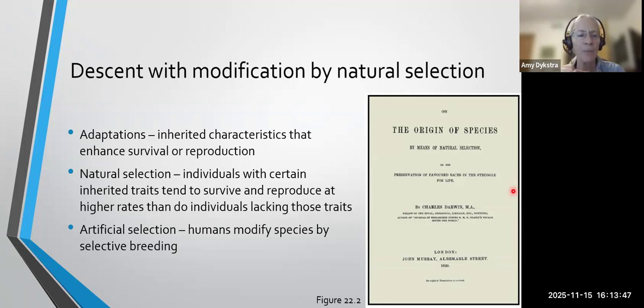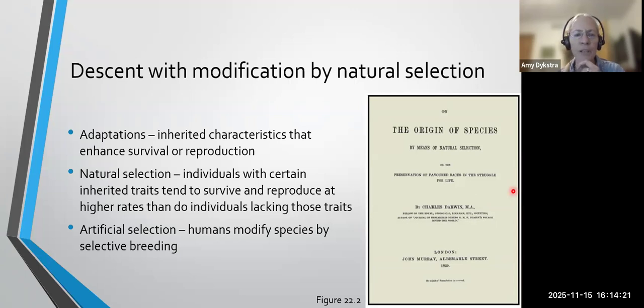The second big contribution was the idea of natural selection, that individuals with certain inherited traits tend to survive and reproduce at higher rates than do individuals that lack those traits, so that the traits that they have affect their ability to survive and reproduce. And he compared this to artificial selection, which is when humans modify species by selective breeding.